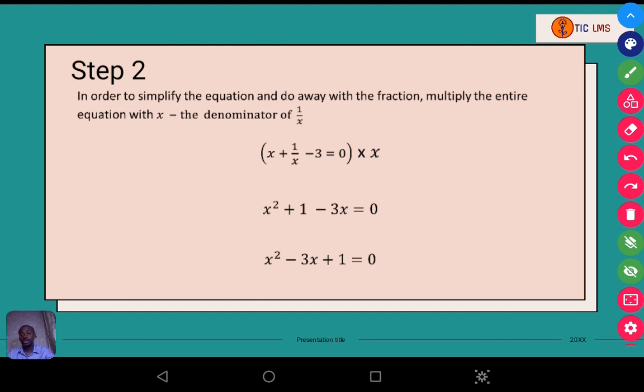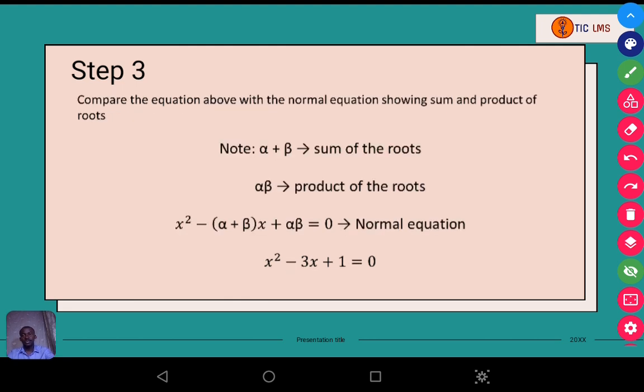But we are not just going to multiply the 1 over x. The x is going to multiply all through. So here you have x squared plus 1 minus 3x, because the x has multiplied each of those terms. Now we can rearrange it accordingly, where we have x squared and then negative 3x and then positive 1, all equals to 0.